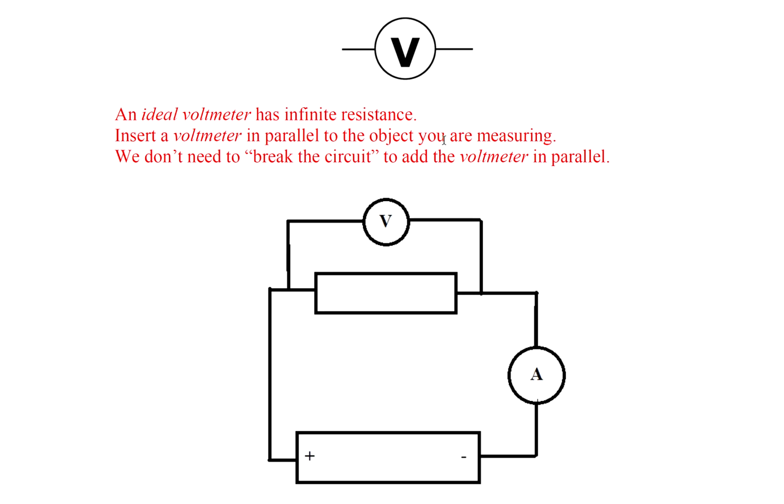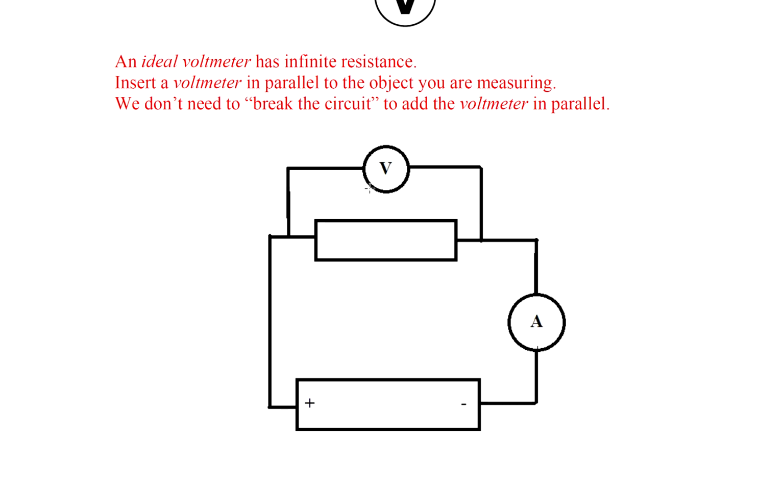So we don't need to break the circuit to add the voltmeter in parallel. So if we have this voltmeter and we want to measure the voltage drop across this resistor, we just take two wires and put it between the ends of the resistor.